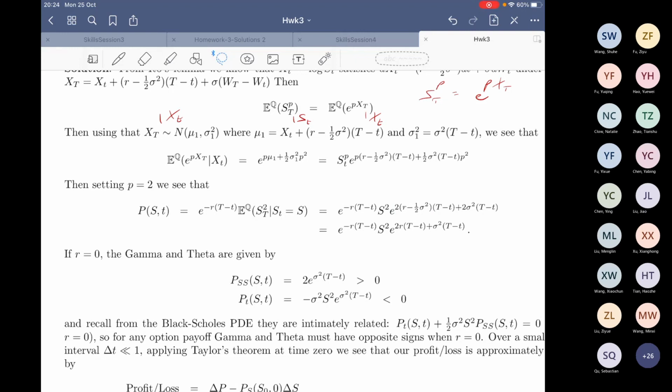So a half times P squared, when P is 2, is a half times 2 squared, which is 2. So that's why we get a 2 there. And then you can tidy that up a little bit, because you get 2 sigma squared times capital T minus little t there, but minus a half sigma squared times 2, lots of that. So there's a cancellation of one sigma squared T, so you're left with this.